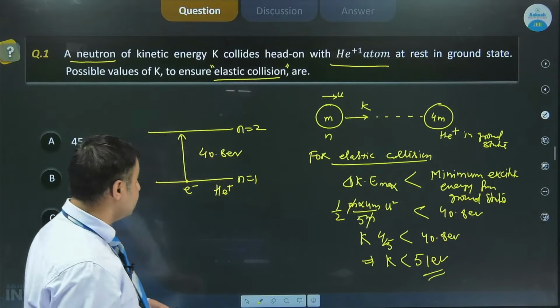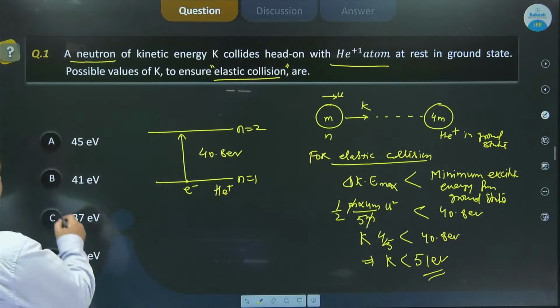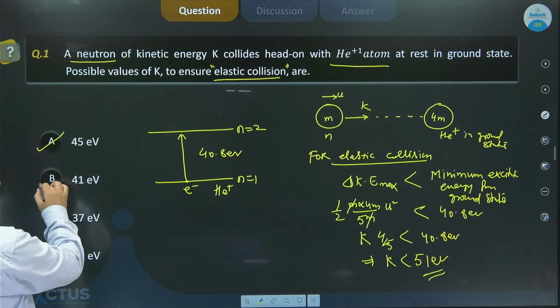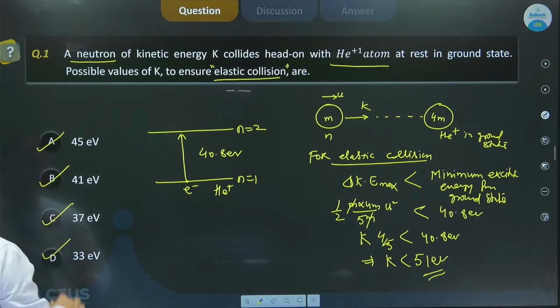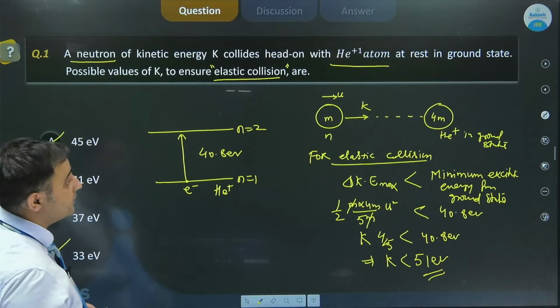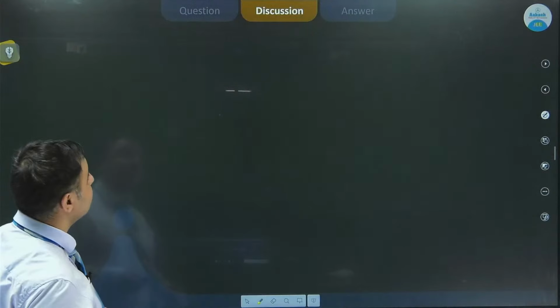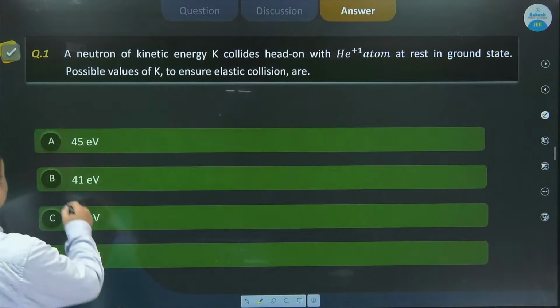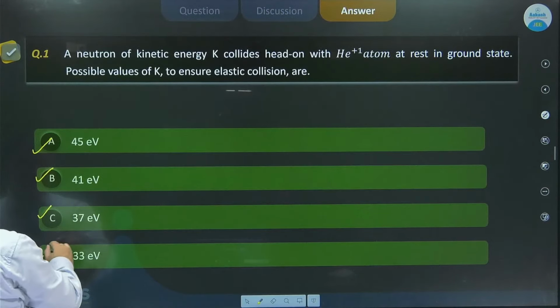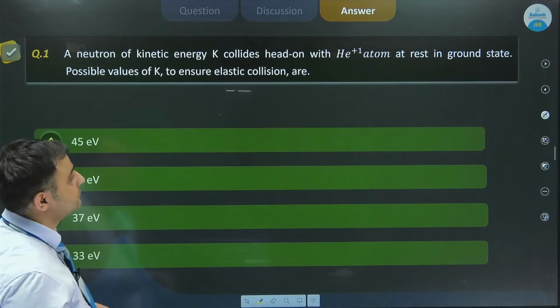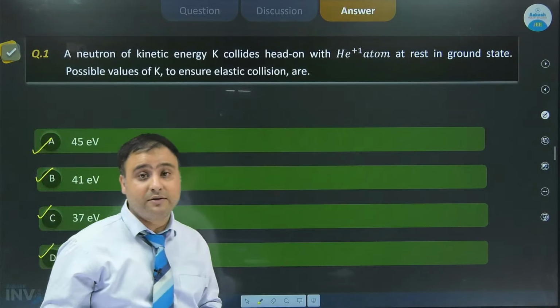Now let's see the options. Option A is less than 51 eV, B is also less, C is also less, and D is also less. So A, B, C, D should be the answer. Now let's check the answer. So A, B, C, D are the answers. Now let's move on to the next question.